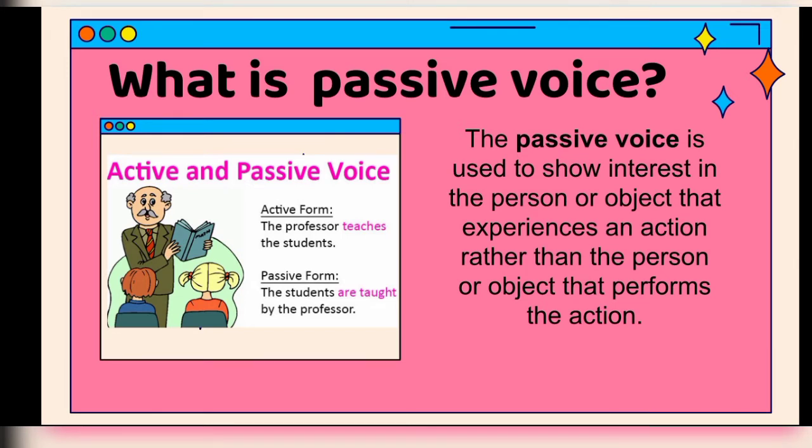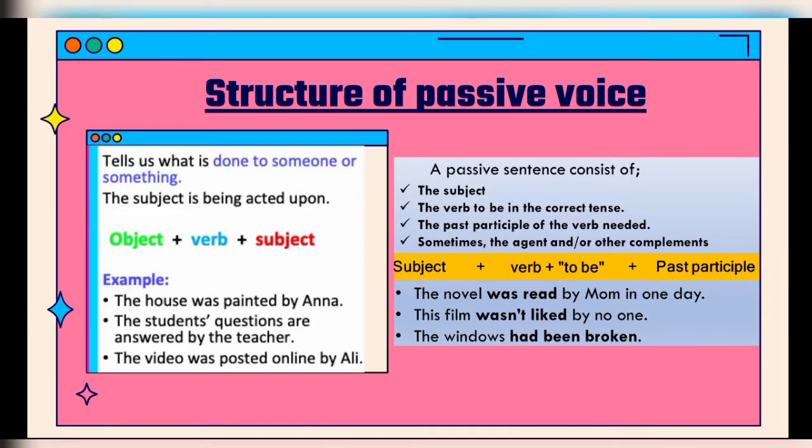So do you see the picture on the left? It shows a phrase that the professor teaches the students, or the students are taught by the professor. So these two phrases mean the same thing. So passive voice tells us what is done to someone or something. So the structure of passive voice is object plus verb plus subject. And the verb to be plus past participle, verb past participle.